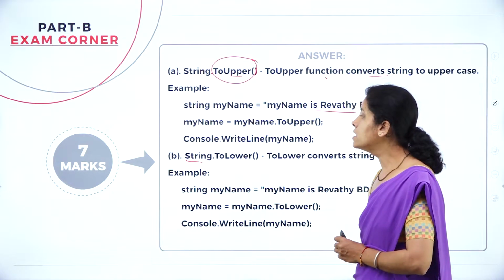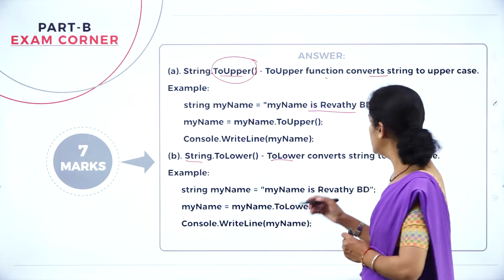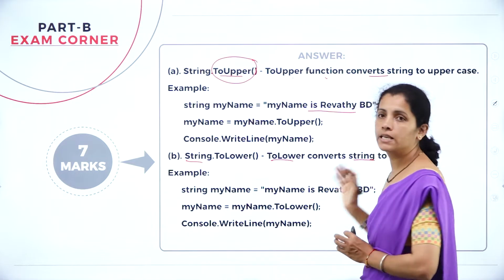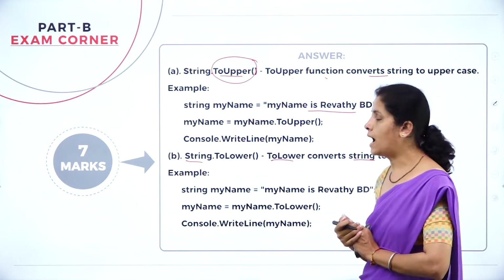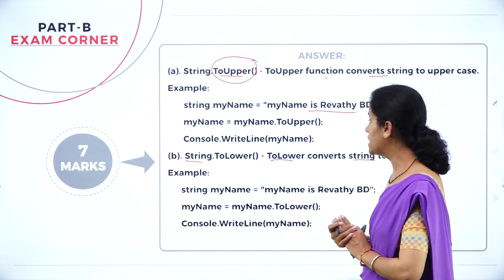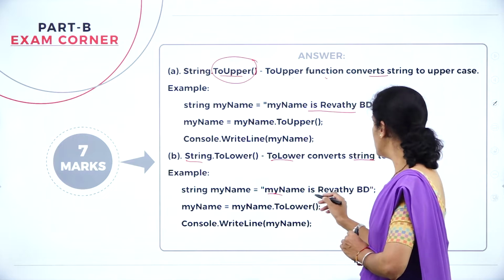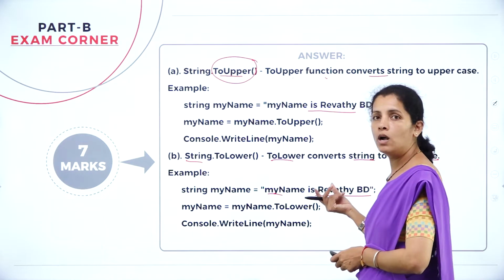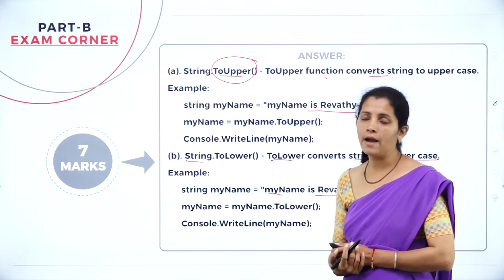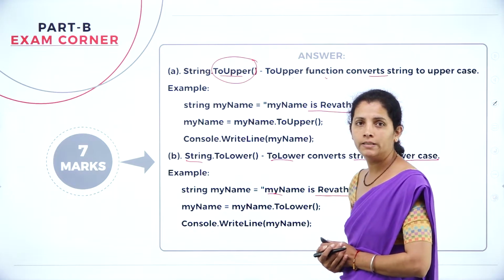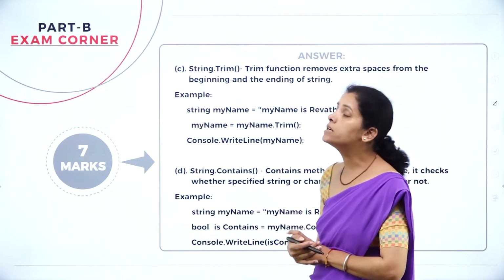Now, string ToLower. This ToLower is used to convert the strings to lowercase. In the sense, I want to convert uppercase to lowercase. For that, I'm going to have ToLower. Now, the example here is, see here, I have written my name. My name is Revati BD. Now, I just want to convert all this into smaller case. For that, I'm going to have string dot ToLower.